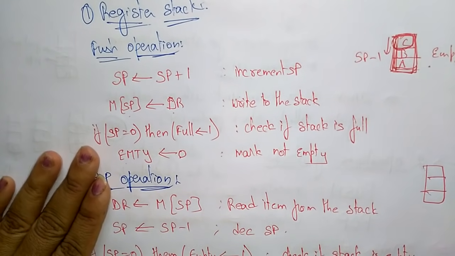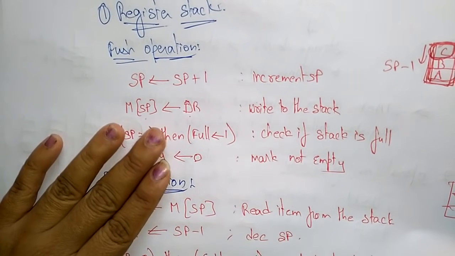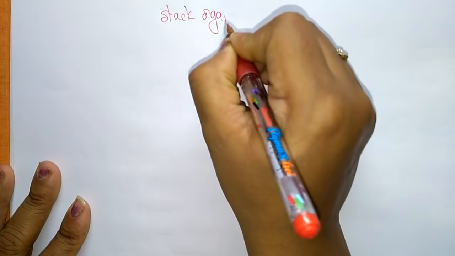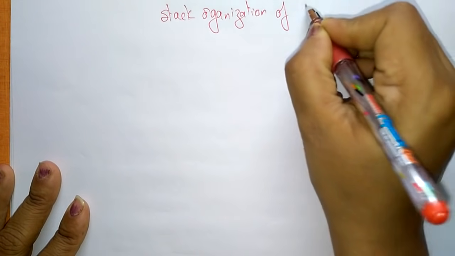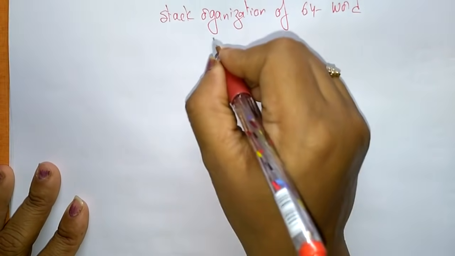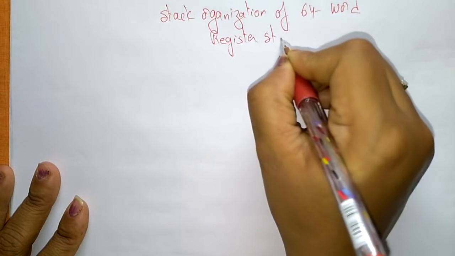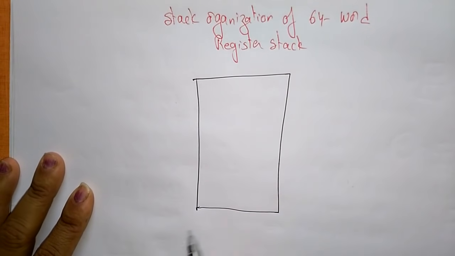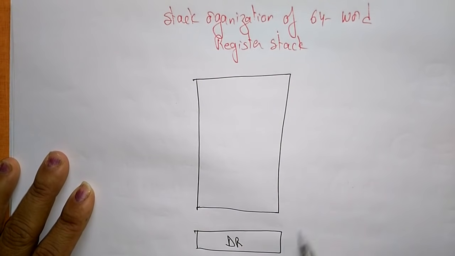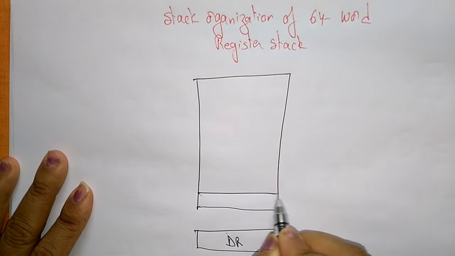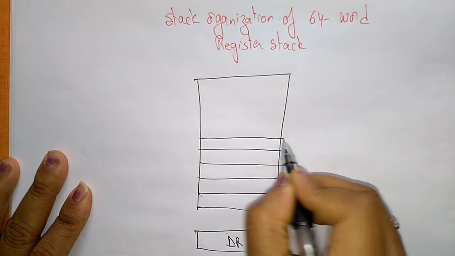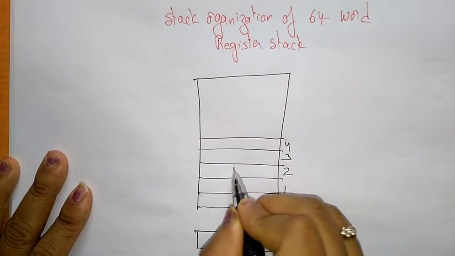So how will these push and pop operations be stored in the register stack? Let us see in a diagram. Let's take the stack organization of a 64-word register stack. Here I am taking a register stack. The data register holds whatever data you want to insert into the stack. The locations are 0, 1, 2, 3, 4, and in the locations A is inserted, then B, C.